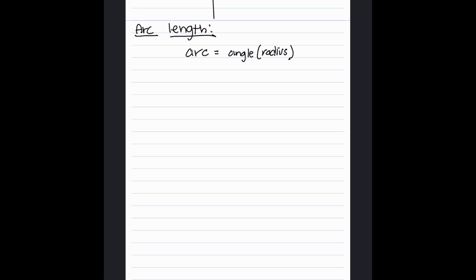Now, how I have this abbreviated in the notes is I have arc equals, and instead of writing the word angle, I put this little symbol that means angle. So if you see that symbol in the notes, it just means angle. And then instead of writing the word radius, I have that R there. So definitely get used to seeing this as an abbreviation for the word angle. It's technically called a theta. It's just used a lot in math to represent angles.